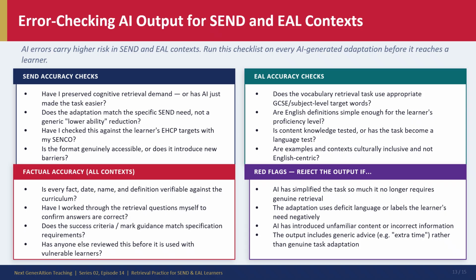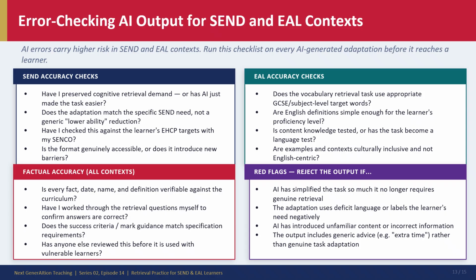Then factual accuracy, which is applicable to all contexts. Is every fact, date, name, and definition verifiable? Have I worked through the retrieval questions myself to confirm the answers are correct? Does the success criteria match the specification requirements? And has anyone else reviewed this before it's used?